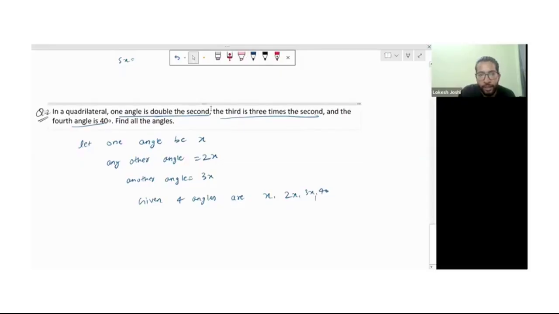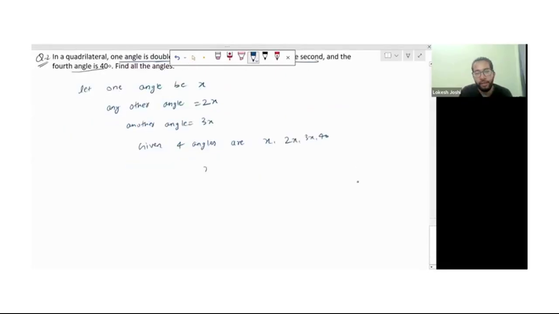And according to the angle sum property, we can directly write x plus 2x plus 3x plus 40 is equal to 360 degrees. Now 3 and 2 are 5, and 6x is equal to 320. Okay, and we can find x is equal to 320 by 6, and it will be equal to 160 by 3. Okay, that's our value of x.